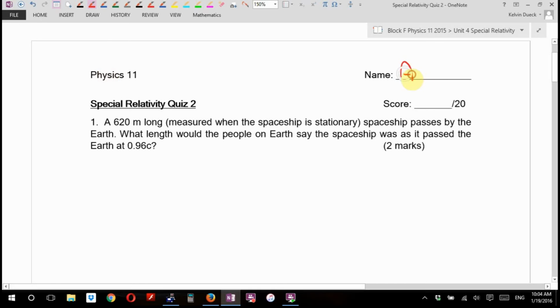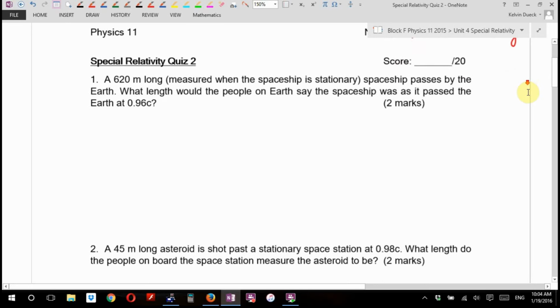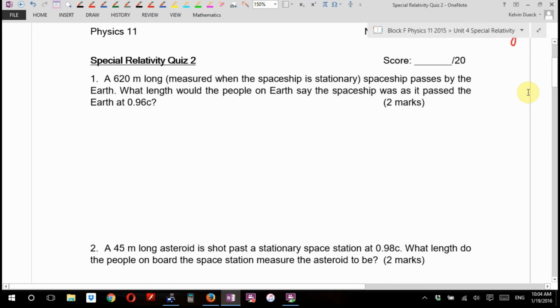And we have good old Anne. A 620-meter long, measured when the spaceship is stationary, spaceship passes by the Earth. What length would people on the Earth say the spaceship was as it passed the Earth at 96% of the speed of light?